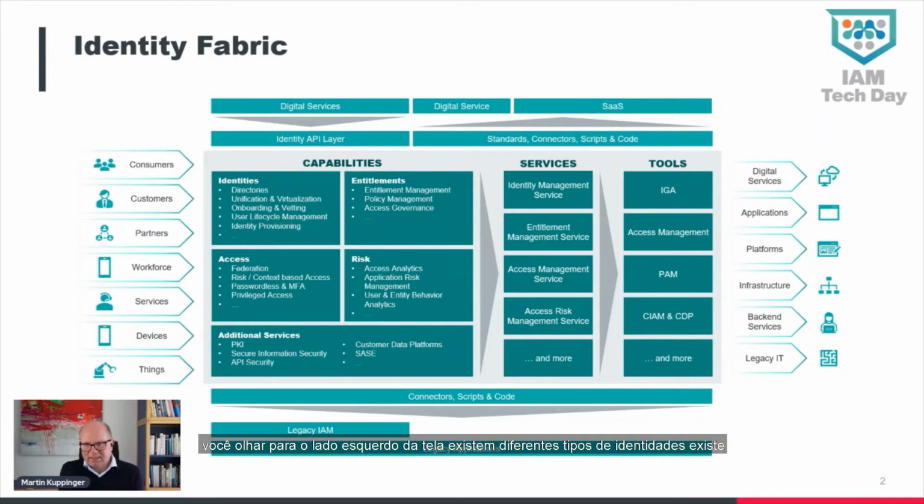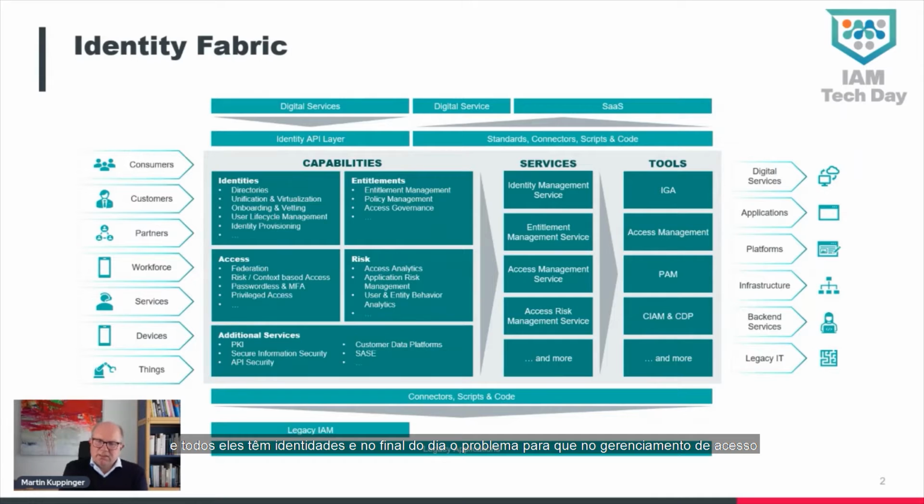If you look at the left-hand side of the screen, there are different types of identities. There is the workforce, as we have been focusing on for the past 2 decades, more or less. But there are also business partners, customers, consumers, and services which have an identity. Think about robotic process automation or other things. There are devices, things on the factory floor, devices like a phone or something else. And for services, we also see more and more cloud services and services you develop in your agile IT. And all these have identities.